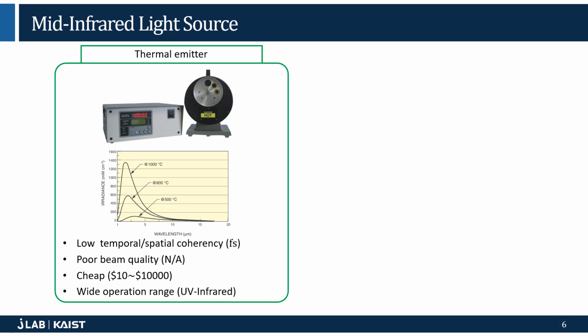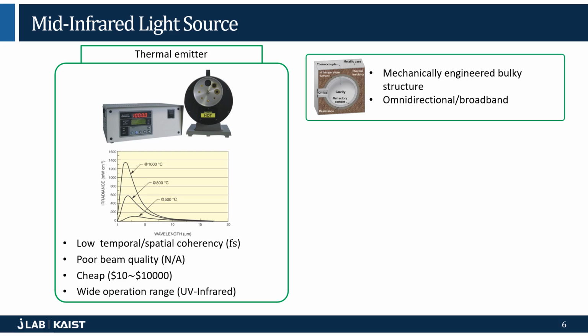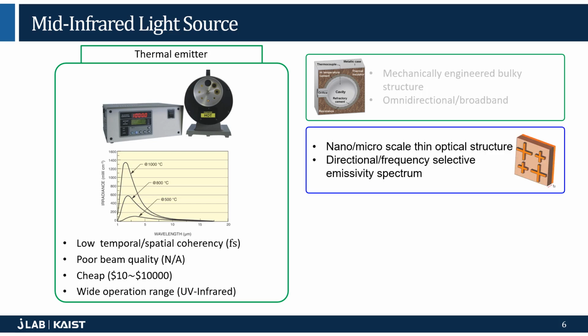As a starting point, I will briefly talk about the development of the thermal emitter. In the early stage, people tried to make thermal emitters by mechanically engineering bulky structures. In general, this follows the general thermal emission property, like omnidirectional and broadband. But with the advent of the metasurface, people can control the surface emissivity by using nano or micro structures, and here they demonstrated that directional or frequency selective emissivity spectra could be achieved.